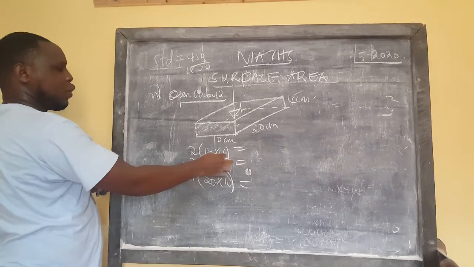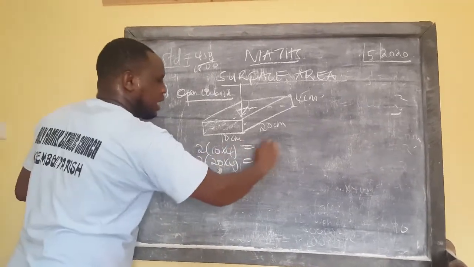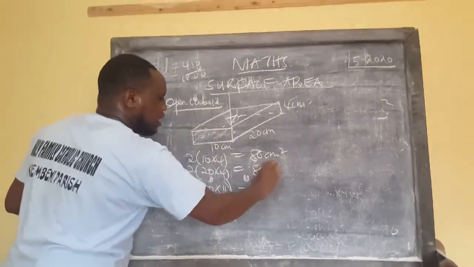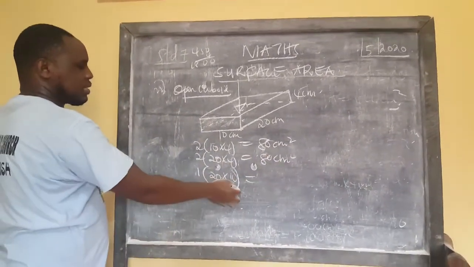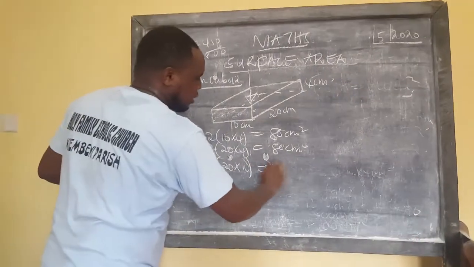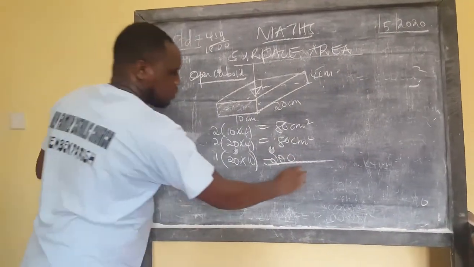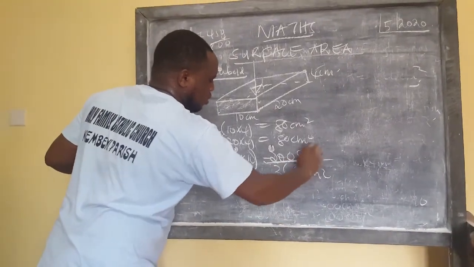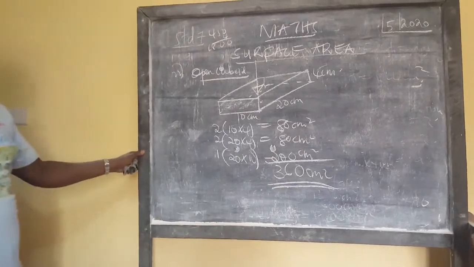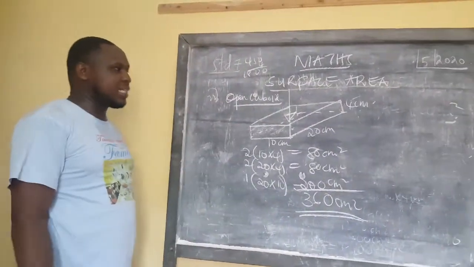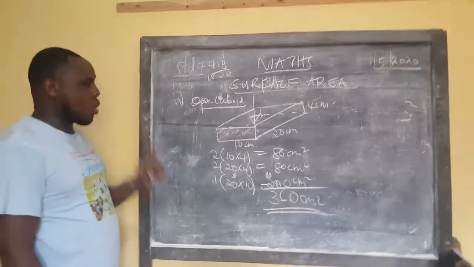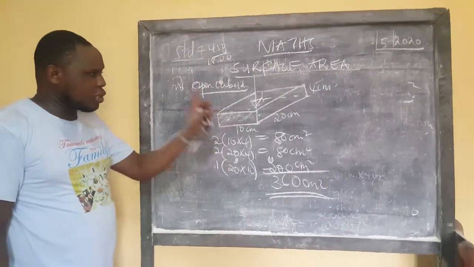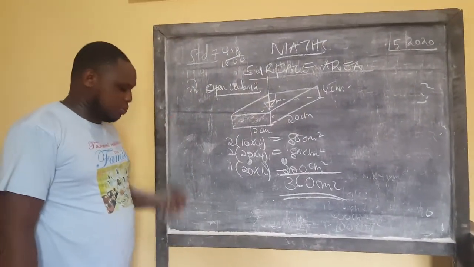This is 10 times 4, which is 40 times 2, which is going to be 80 centimeters squared. Then 20 times 4 again, this is going to be 160 centimeters squared. Then 20 times 10 times 1, this is going to be 200. That is going to give us 440 centimeters squared. So that's how we're going to get the area. We are going to exclude 1, the longer side, which is lying at the base. So it's going to remain 1.